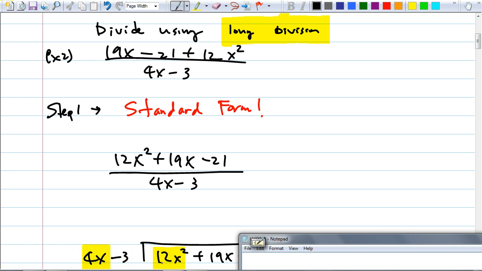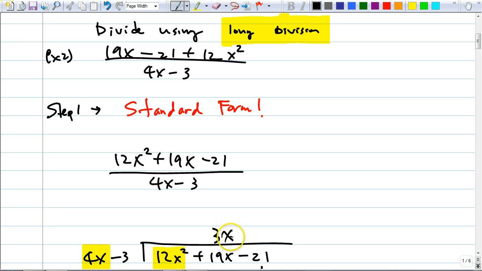And then you just look at the first terms. You look at 4x and 12x squared, and you ask yourself, how many times does 4x go into 12x squared without going over? Yes, 3x times. Would you not agree? So I'm going to write 3x over here.